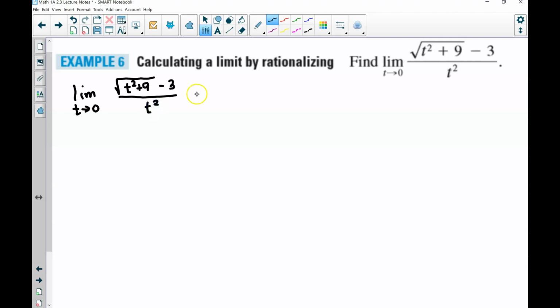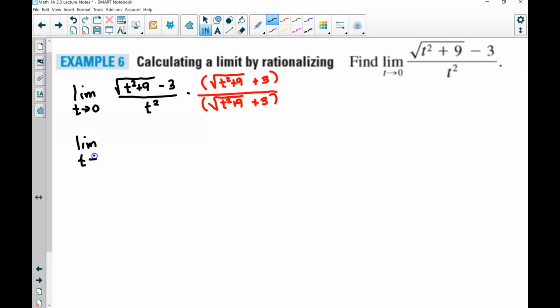Now when we rationalize, we want to multiply by the conjugate of the numerator. The conjugate of the numerator would be the square root of t squared plus 9, plus 3. And you'd be multiplying the denominator by the same thing. So you'd have the square root of t squared plus 9, plus 3.